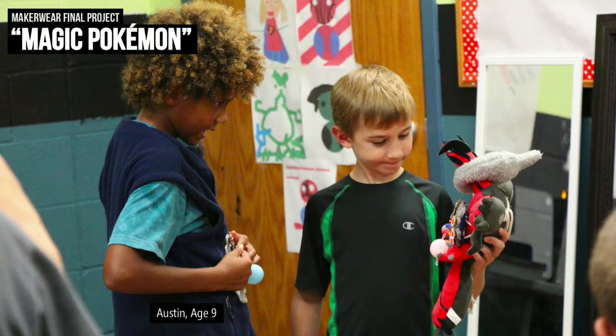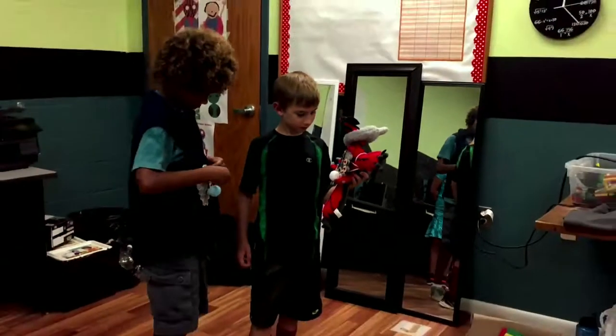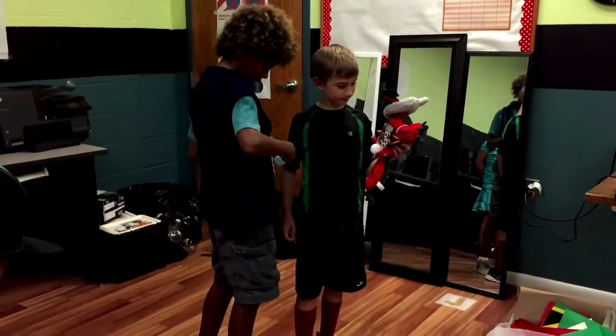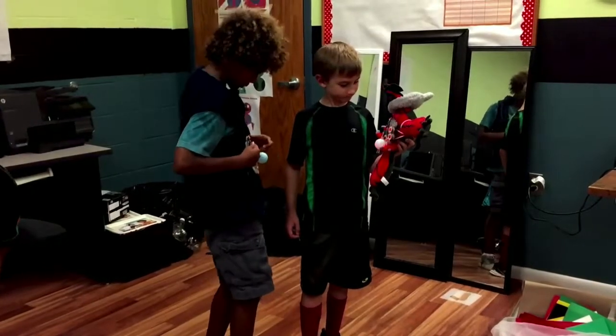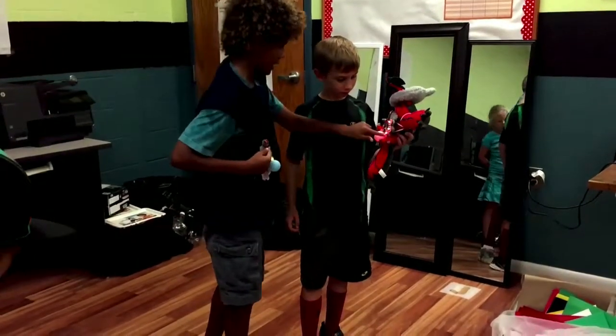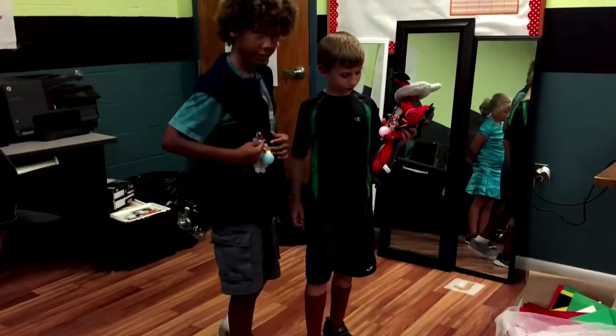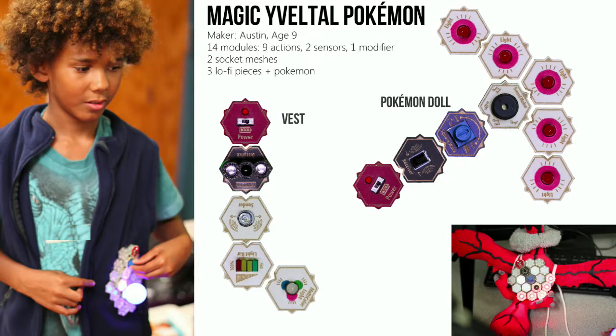This is Austin, who is age 9, and he made a magic Pokemon doll. Whenever I'm putting this dagger at the receiver, it sends a signal to this one and activates something else. So his vest is remotely controlling his Pokemon doll, using that IR functionality. And he's also using a square wave generator to get the lights and the sound to flash on and off.